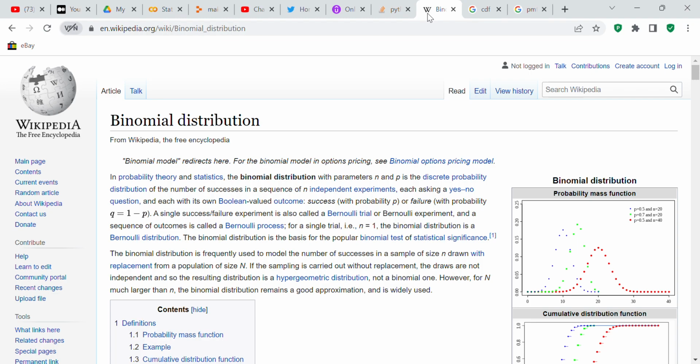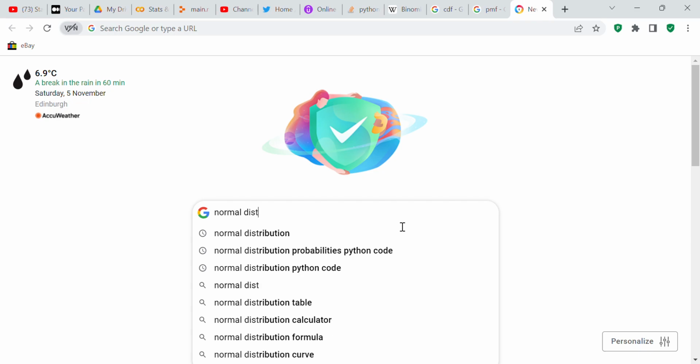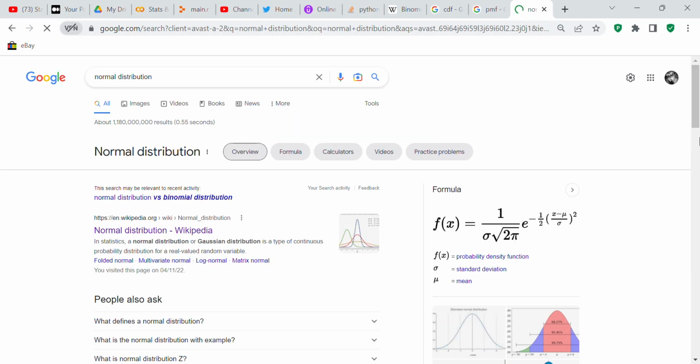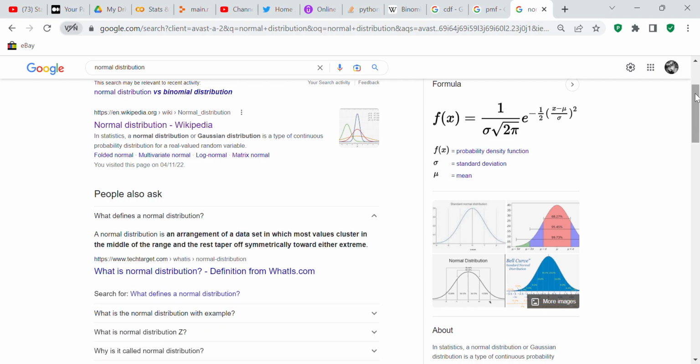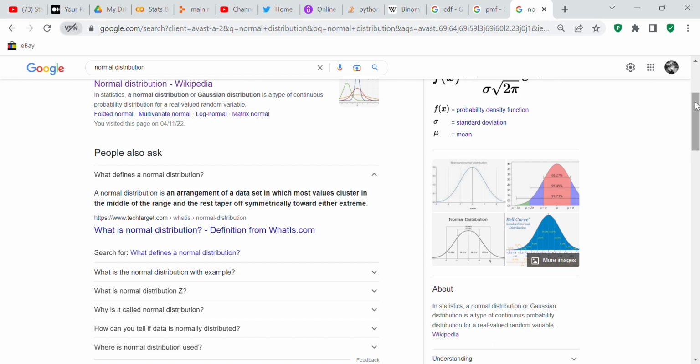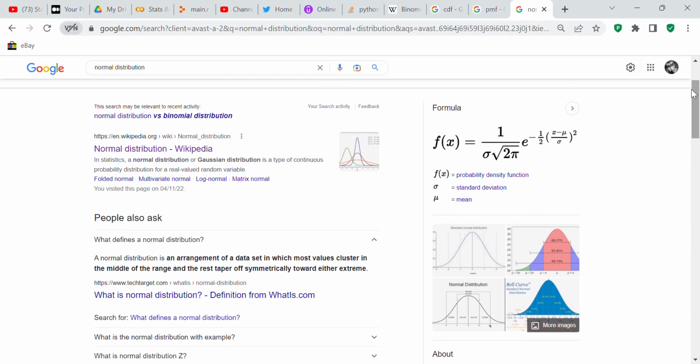In previous videos we had discussed normal distribution, but I'll just look that up very quickly. So this is your normal distribution via Wikipedia. Let's try what defines normal distribution. A normal distribution is an arrangement of a data set in which most values cluster in the middle of the range and the rest taper off systematically towards either extreme. As you can see in the diagrams here, a normal distribution takes the shape of a bell curve, and this is the formula for the normal distribution if you like mathematics.